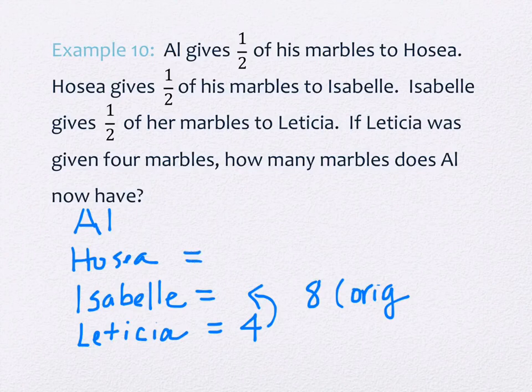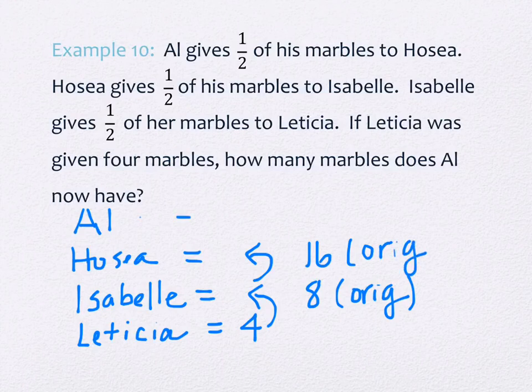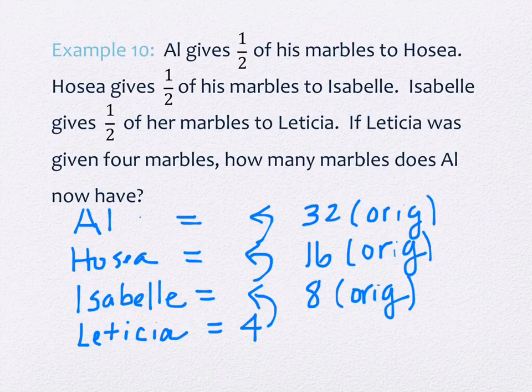But what do we know about those 8 that she had? She got them from Jose. So Jose originally had 16. And what do we know about Jose's marbles? No, he didn't get half of them. He got all of them from Al. Al gave half of them, right? So how many did Al originally have? 32. But what were we asked to find? How many does Al have now? So Al has 16. You can divide by 2, or you could look at what he actually gives away to Jose and think about it that way. He has 16 marbles.